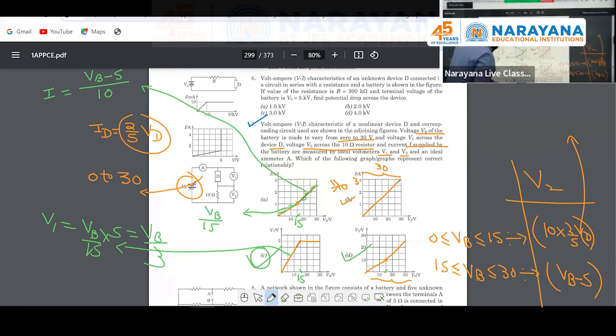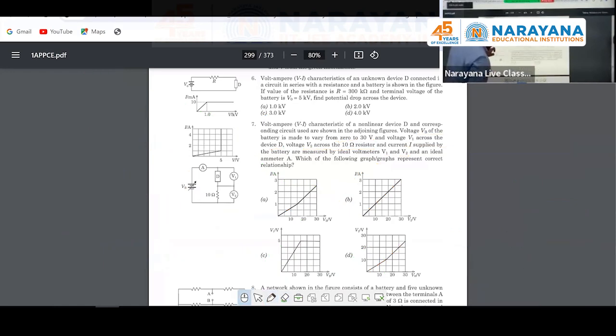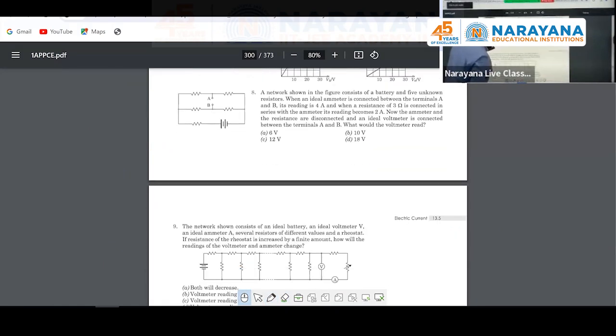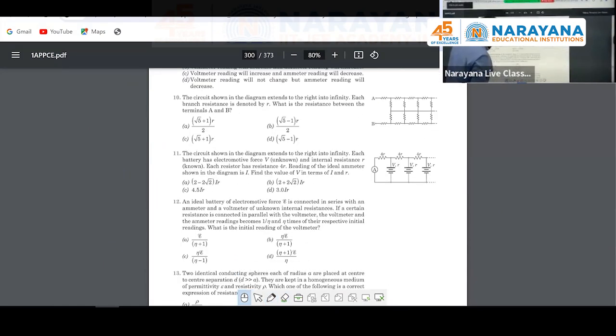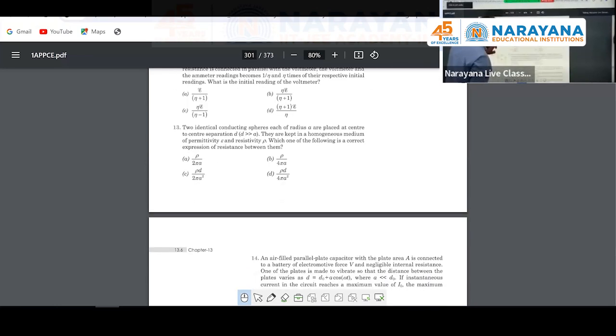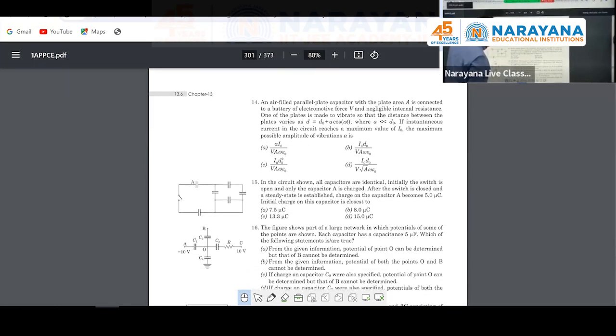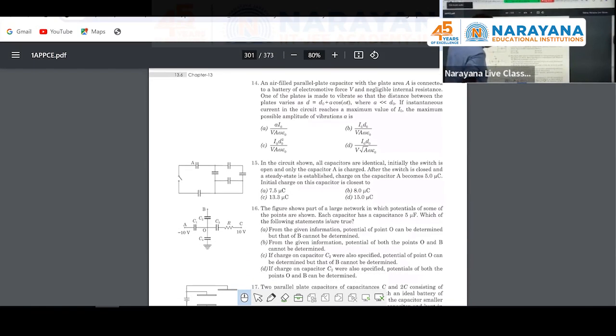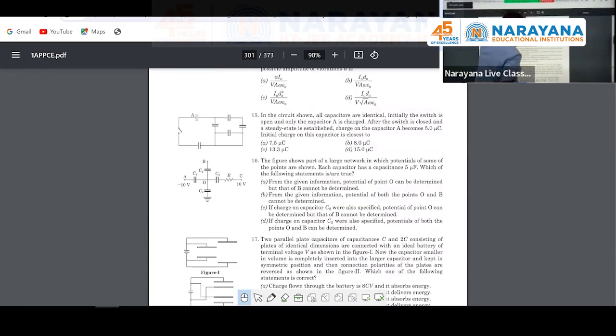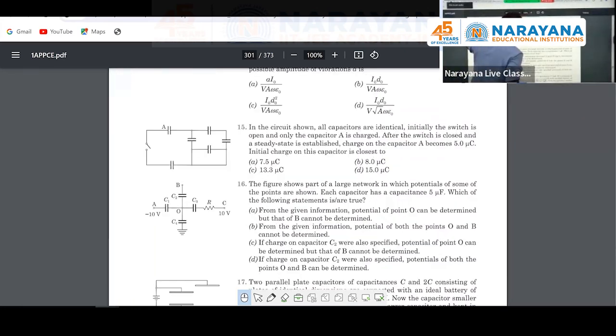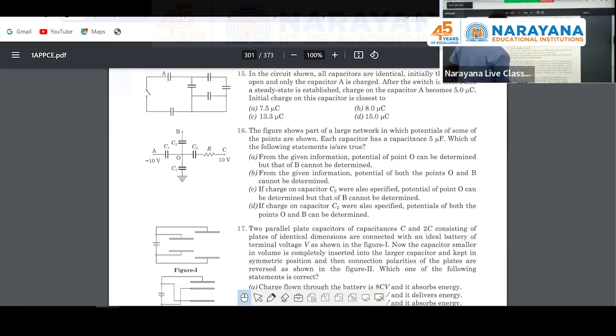आगे चले. Pick up the next problem, which was on a RC combination. So take the question number 16. Pick question number 16.